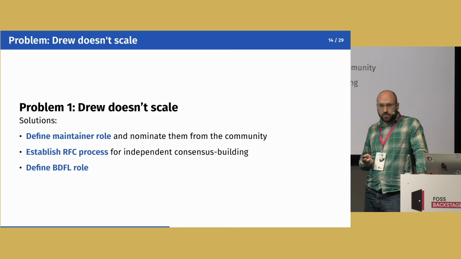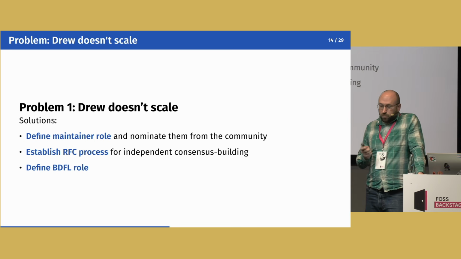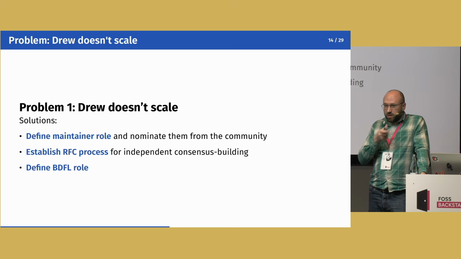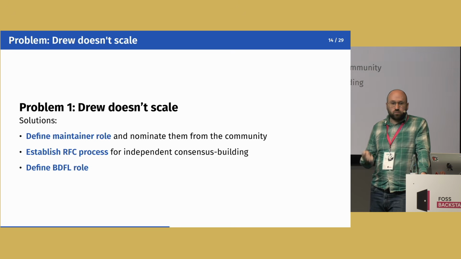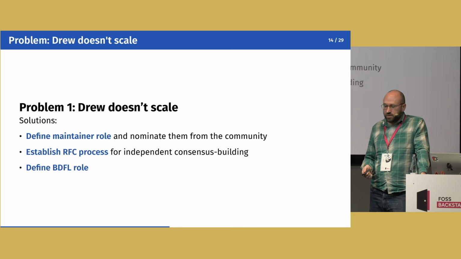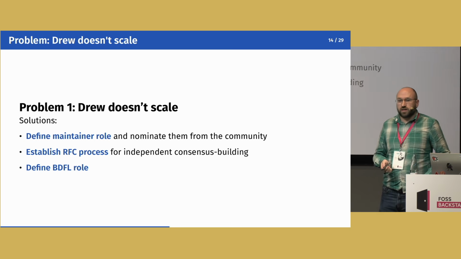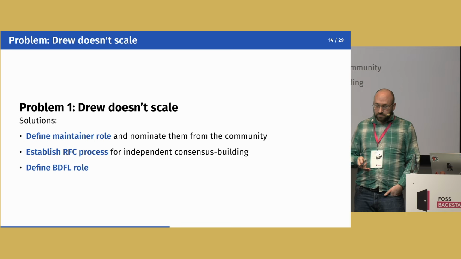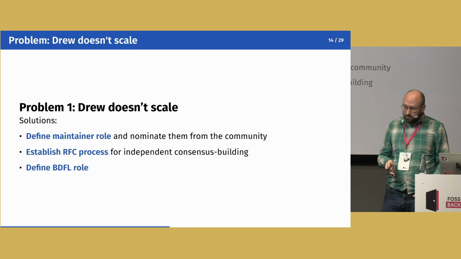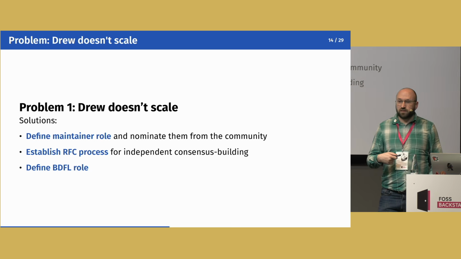First of all, how do we solve the Drew problem? First, I've defined a maintainer role and nominated a few people from the community, and more importantly, we've written a document about what it means to be a maintainer, what privileges that comes with, what responsibilities that comes with, how do you do the job of being a Hare maintainer is established. There are some which are scoped to a particular subsystem, and there are other maintainers who are responsible for the whole code base. This is also when we establish the RFC process, and when we define what my job is as the BDFL.